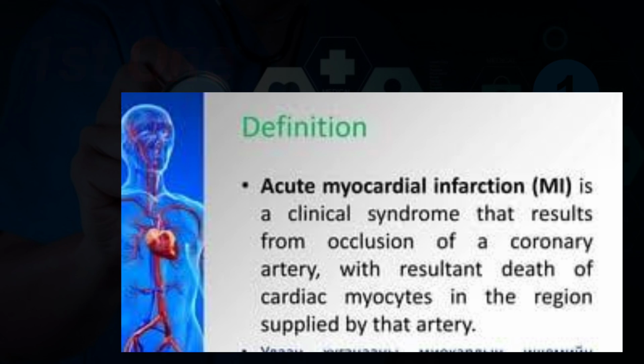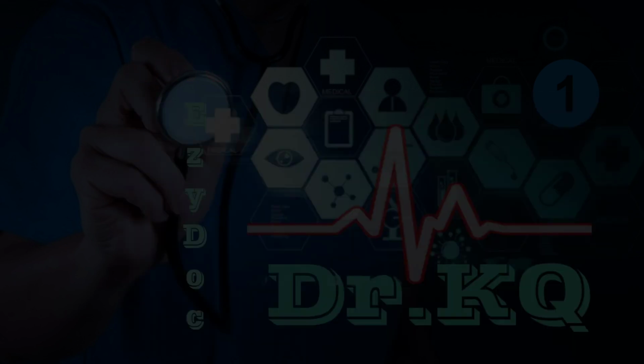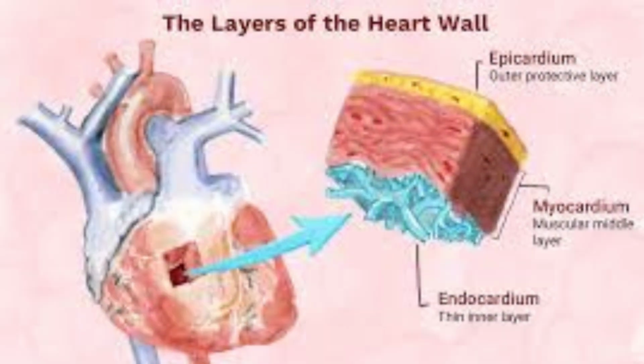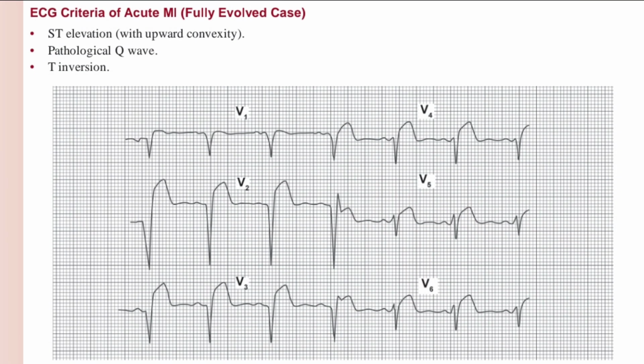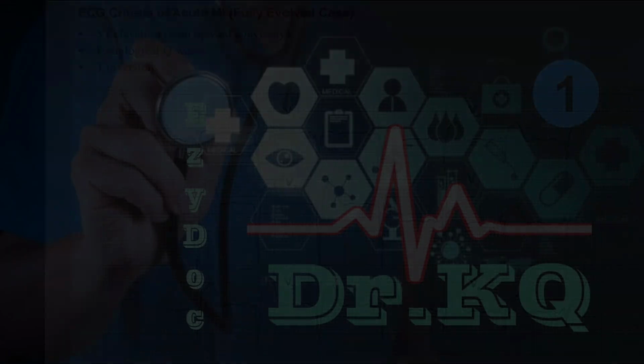Now let's begin with the first one, which is the ECG criteria of acute myocardial infarction in a fully evolved case. Fully evolved case means all the layers of the myocardium are involved. In a fully evolved case, you will see ST segment elevation on the ECG. The second thing is the pathological Q wave. T wave inversion will also be seen, which is also showing here in this ECG.